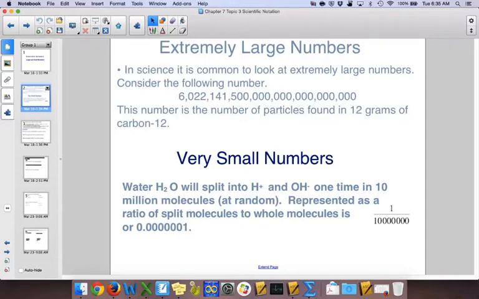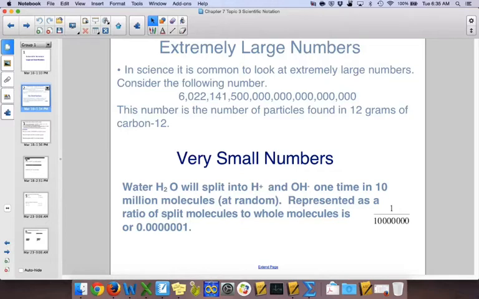So if we're looking at the following number, 3, 6, 9, 12, 15, 18, 21, 24, with 25 digits. It says this number is the number of particles found in 12 grams of carbon-12. Okay, so really large number.